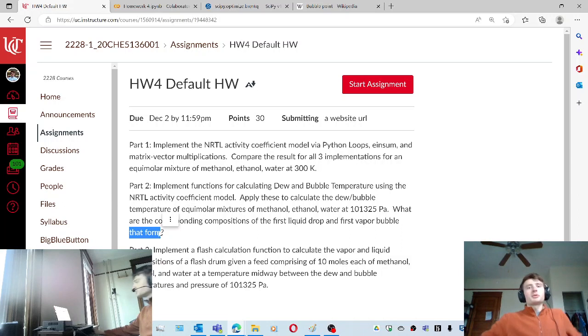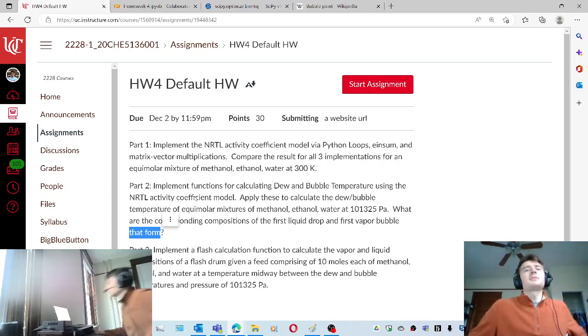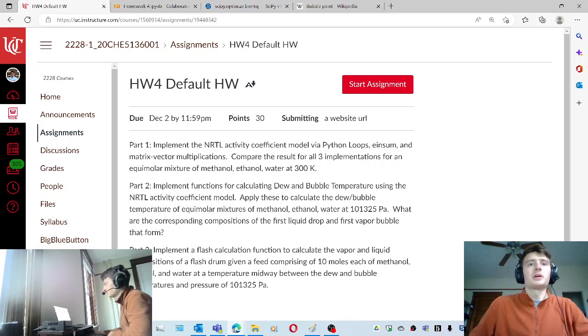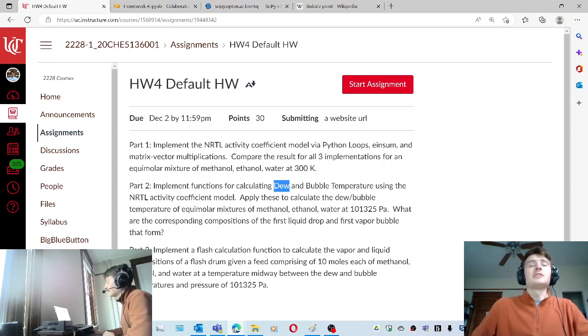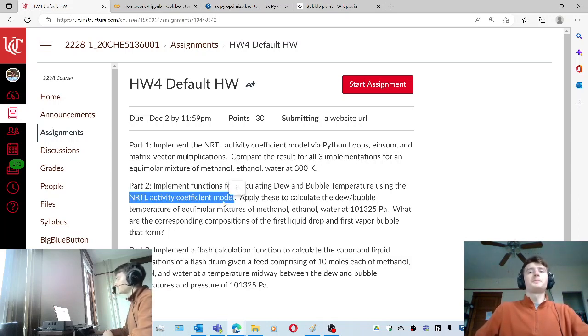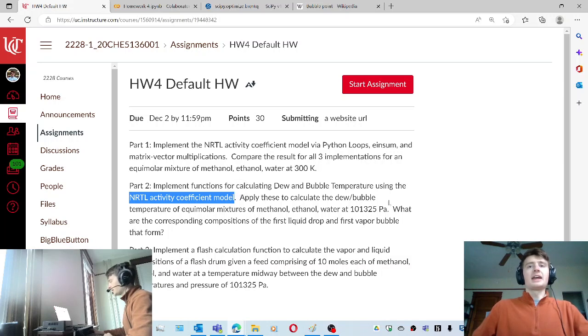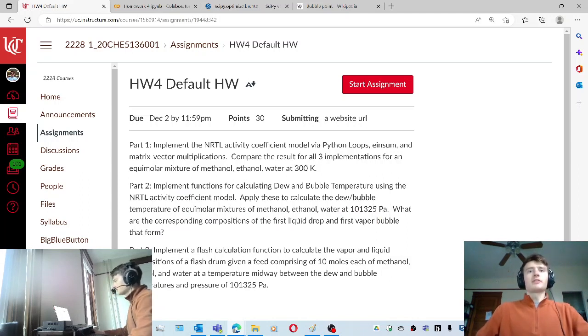There are going to be 3 subparts to this part 2. The first part, I'm going to calculate the bubble temperature using NRTL. The second part, I'm going to calculate the dew temperature using an ideal model because the dew temperature is kind of hard. Then I will use that to make some guesses so I can solve the dew temperature in an activity coefficient model. And all along the way, I will calculate the corresponding compositions of the liquid and vapor bubble drop.